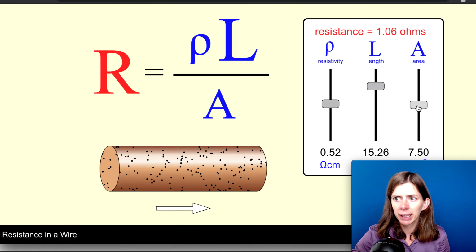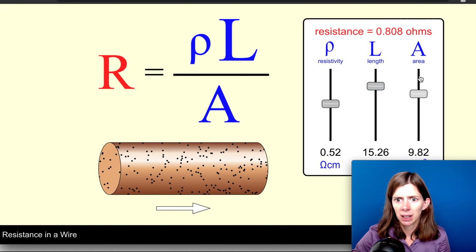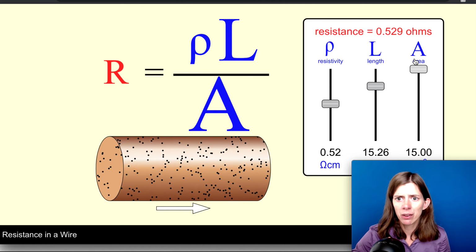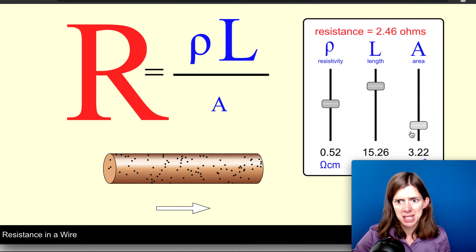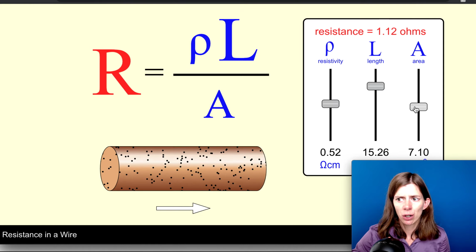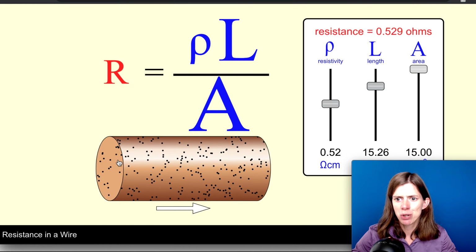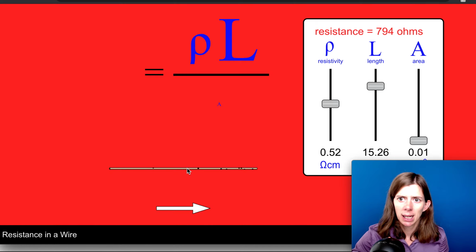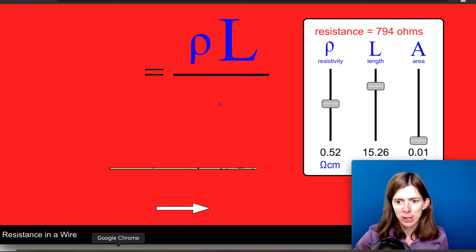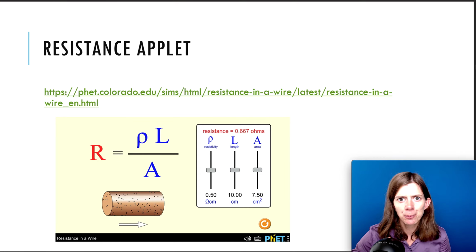So it makes sense that they're directly related. And then the area: you can see as you increase the area, the resistance decreases. As you decrease the area, the resistance increases. When charges are trying to flow through, if you have a bigger area, there is just more room for the charges to flow. So bigger area, less resistance. I just wanted to go ahead and show that, and let's go back to the notes here.